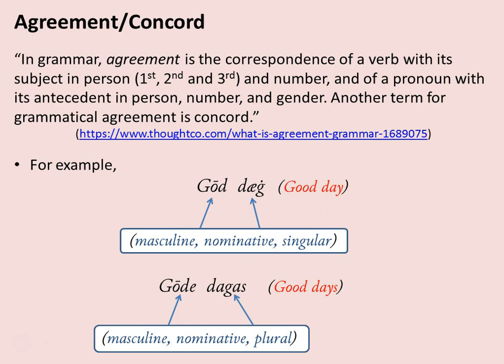So agreement, concord. In grammar, agreement is the correspondence of a verb with its subject in person, first, second, third person, and number, and of a pronoun with its antecedent in person, number and gender. Another term for grammatical agreement is concord.